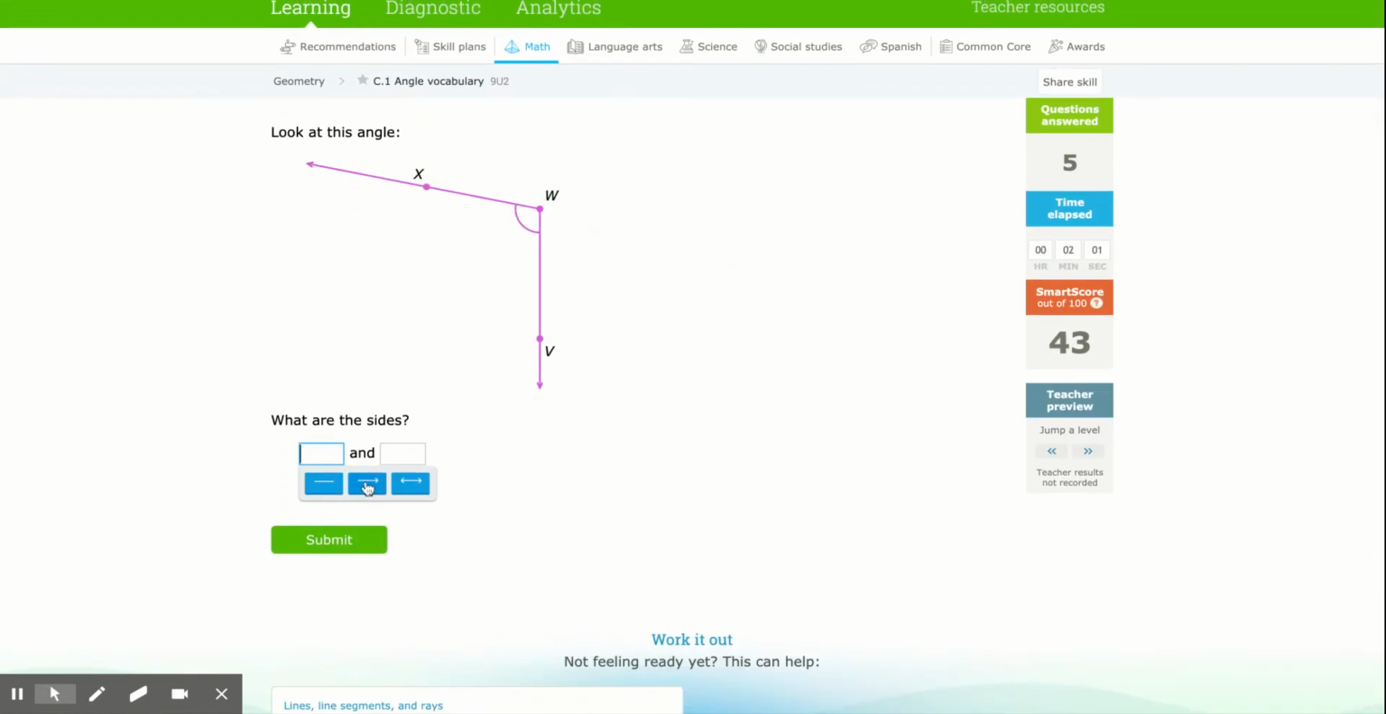Okay, and when we talk about the sides of an angle, sides are rays. They have a starting point and they go out through X. And so we use this little ray symbol, not the line symbol, not the line segment symbol, but the ray. And the ray starts at W. So you have to do the W first, and then it goes out through X. And then the second ray, again, starts at W and goes out through V. So ray WV. And I would have gotten that wrong because I forgot to put in the little ray symbol.